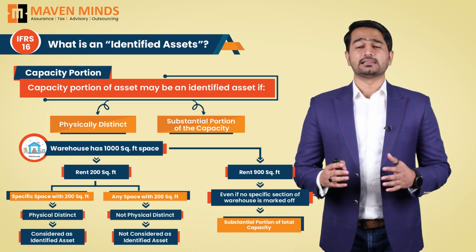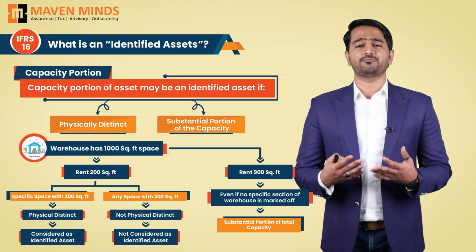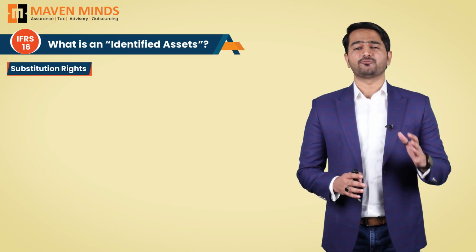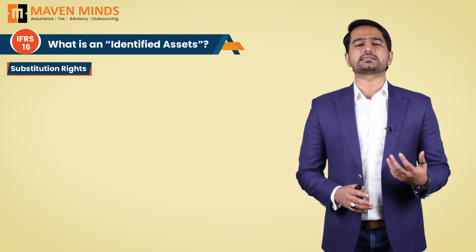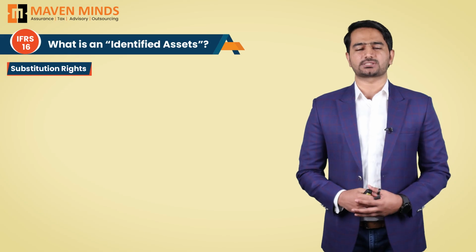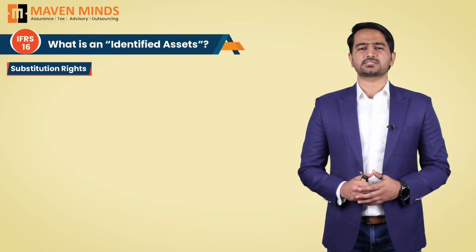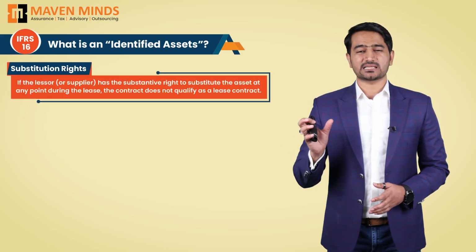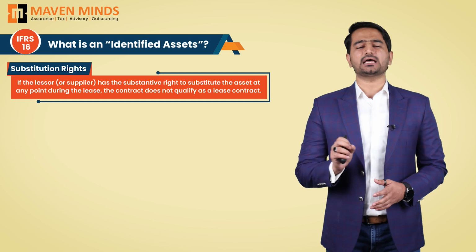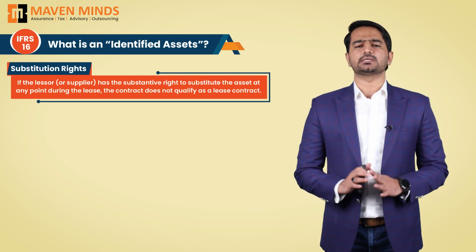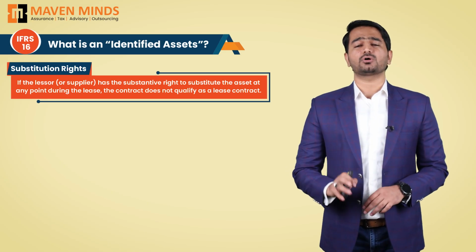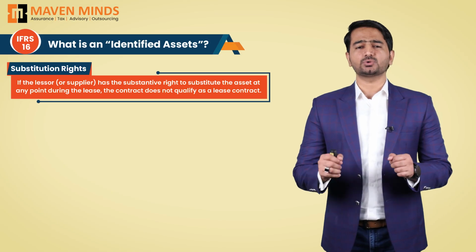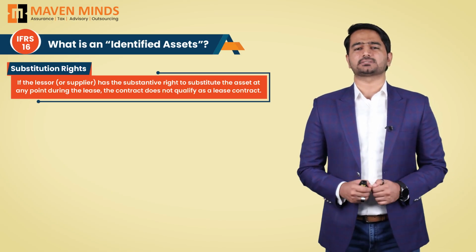Alright my friends, let's dive into the final key point for today's discussion: substitution rights and how they affect whether or not a contract qualifies as a lease contract under IFRS 16. According to IFRS 16, if the lessor or supplier has the substantive right to substitute the asset at any point during the lease, the contract does not qualify as a lease contract. Why? Because the asset is no longer considered an identified asset.